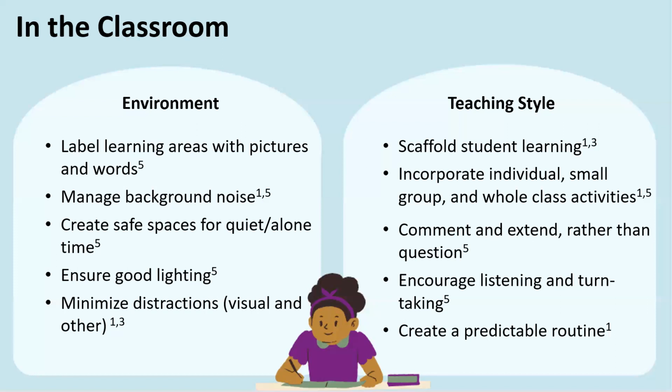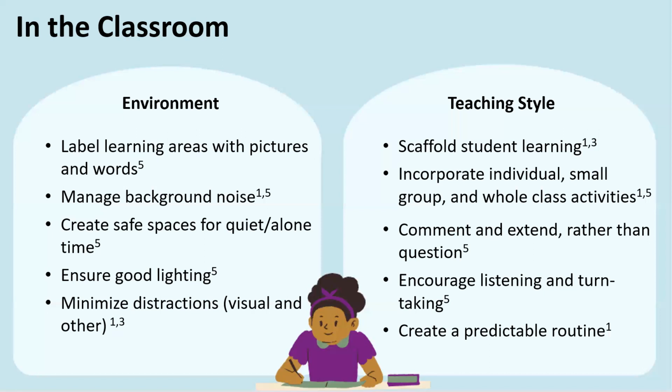Ensuring that there's appropriate lighting in the classroom is also an important tip. Some students may find fluorescent lights too harsh, but others may need bright light to see. Get to know your students and their environmental needs. Lastly, work to minimize distractions in the classroom. This includes visual distractions, like an overly cluttered classroom, as well as distractions for our other senses.